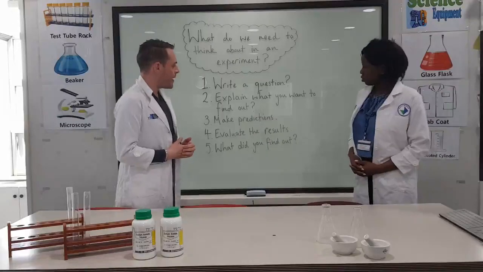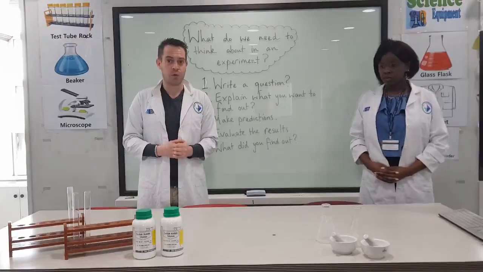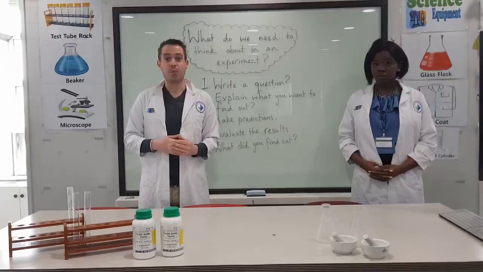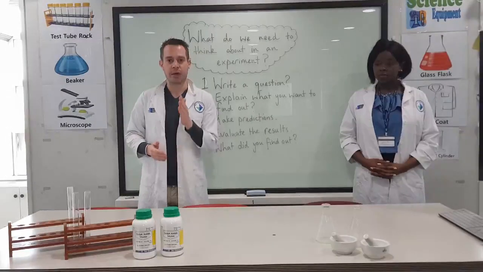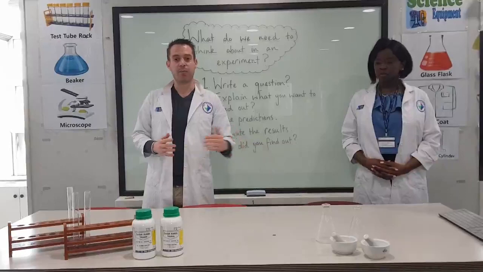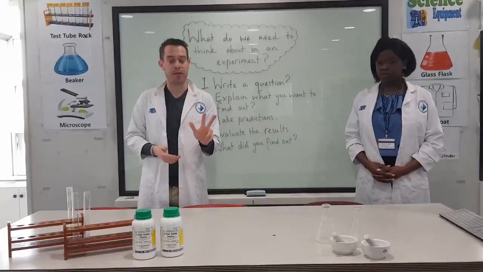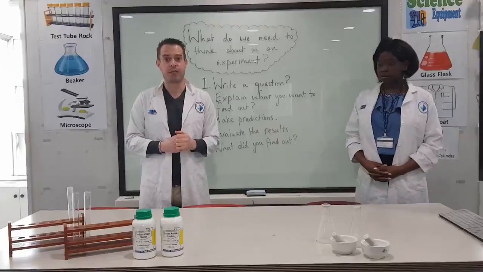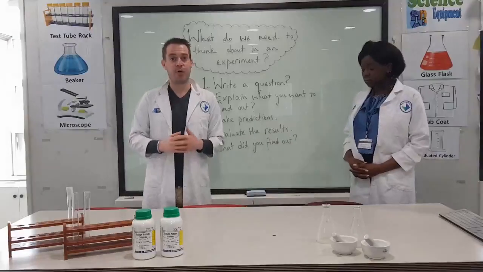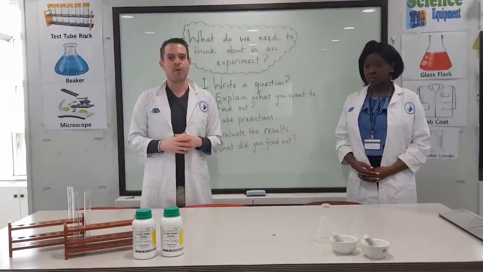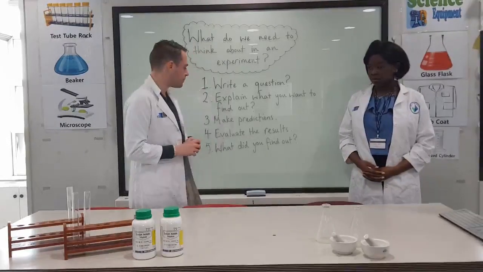Stage 3, make predictions. Now, predictions is a very, very important word. What that means is you're basically making a very clever guess about what you think is going to happen to each of the different parts of the experiment. Today we'll be working with 3 plants, so we'll need to make 3 different predictions about what's going to happen to each plant in their different growing condition. Don't worry, we'll go through this a little bit in more detail a little bit later on.